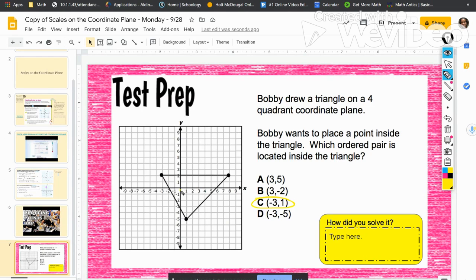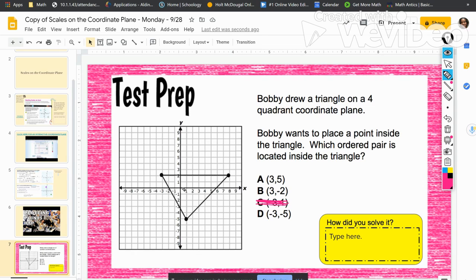I'm going to start at my origin, and then I get to -3. I need to go up 1. If I went up 1, it's right here. It's on the very outside of the triangle, not inside the triangle. But we need to find the point that is inside the triangle. Okay, so I know it's not C.